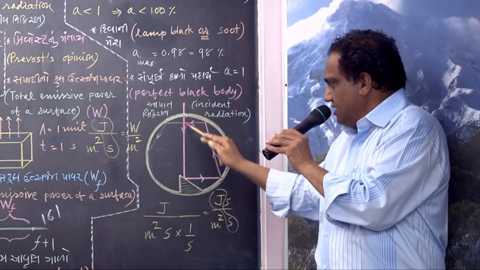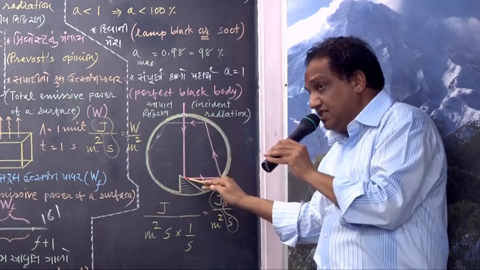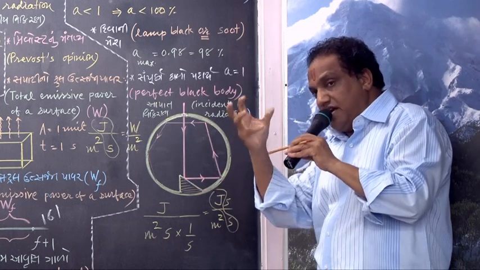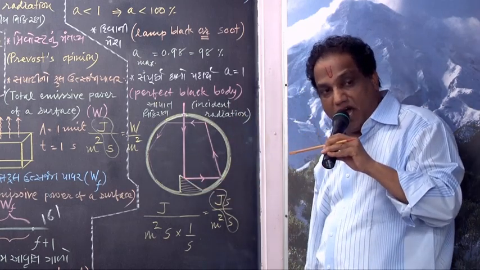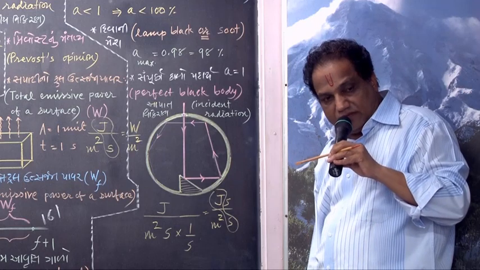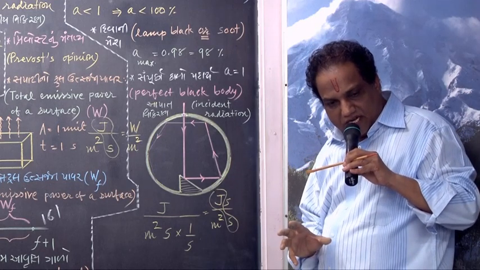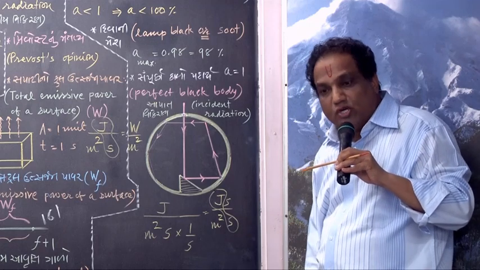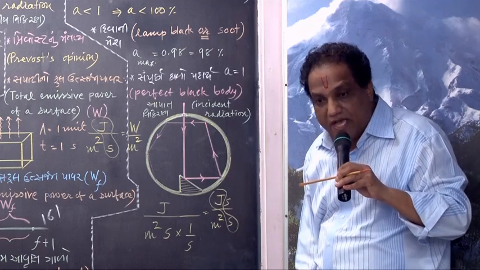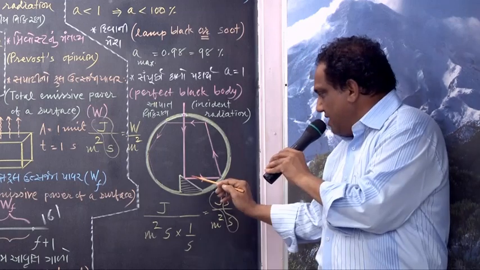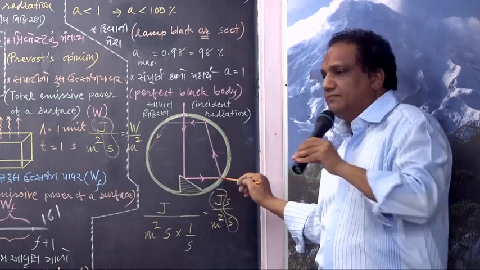Now that radiant energy in the first incidence itself will be getting absorbed by 98%. So what is remaining? 2%. Say 100 units. Out of 100 units, 98 units is absorbed. What is remaining? 2 units. Now that 2 units will be made incident here.